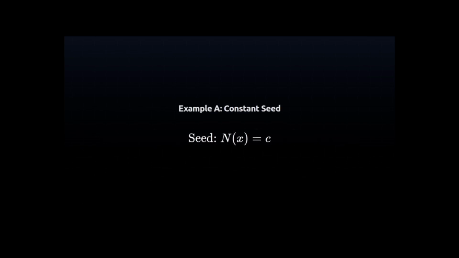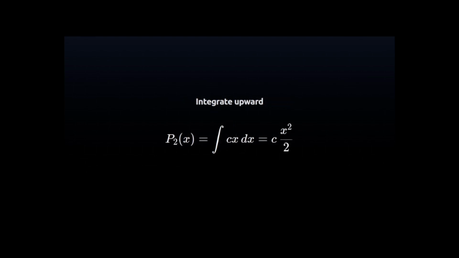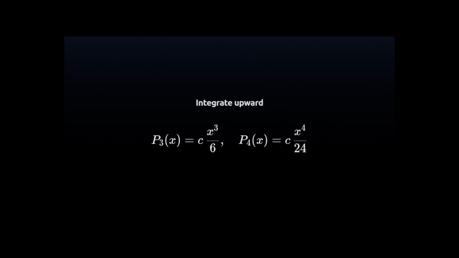Example A, constant seed. Suppose the seed is a constant, n of x equals c. Step 1. Differentiate. p0 of x equals c. It is already constant. Step 2. Integrate upward with constant 0. p1 of x equals the integral of c, which is cx. p2 of x equals the integral of cx, which is c times x squared over 2. p3 of x equals c times x cubed over 6. p4 of x equals c times x to the fourth over 24.